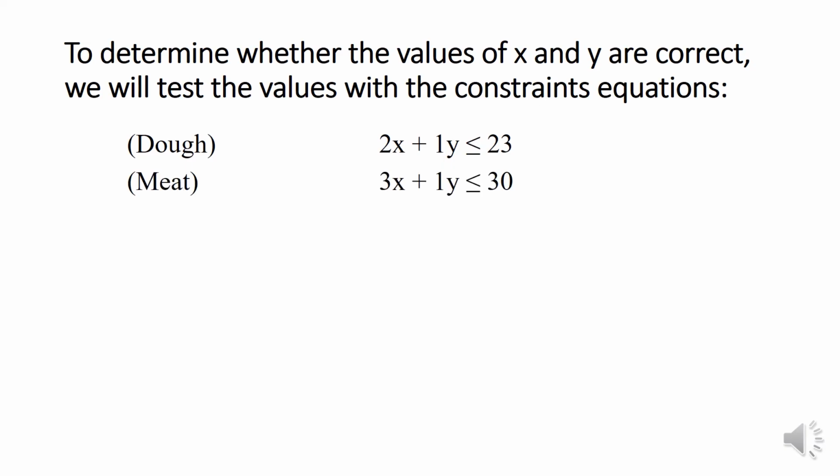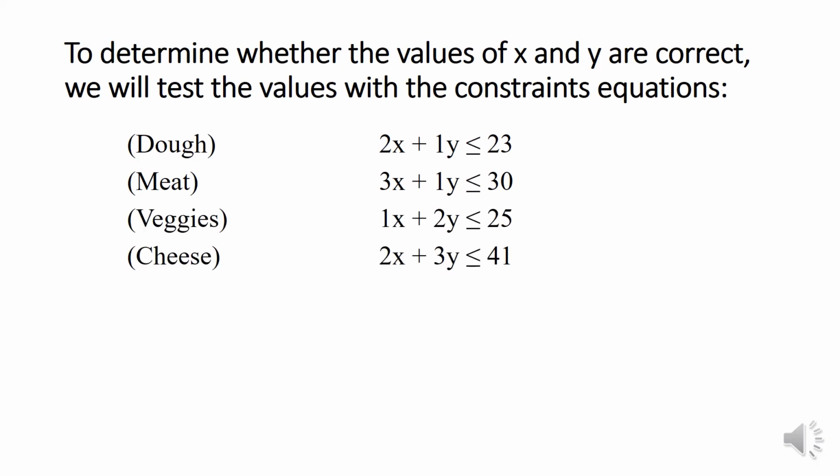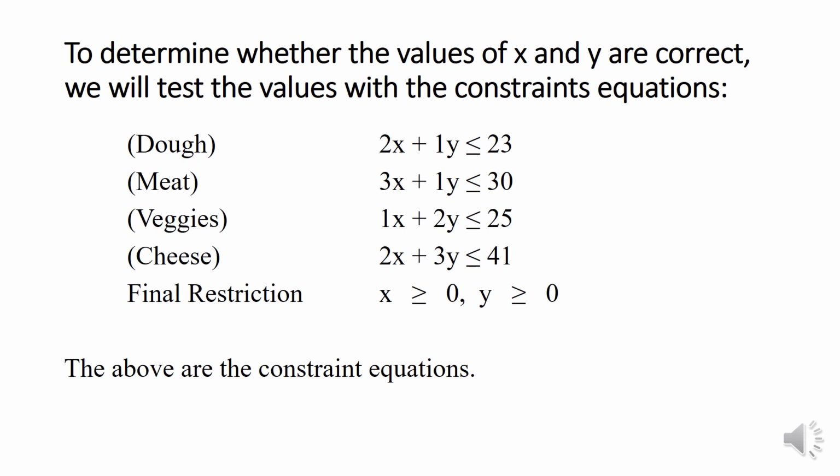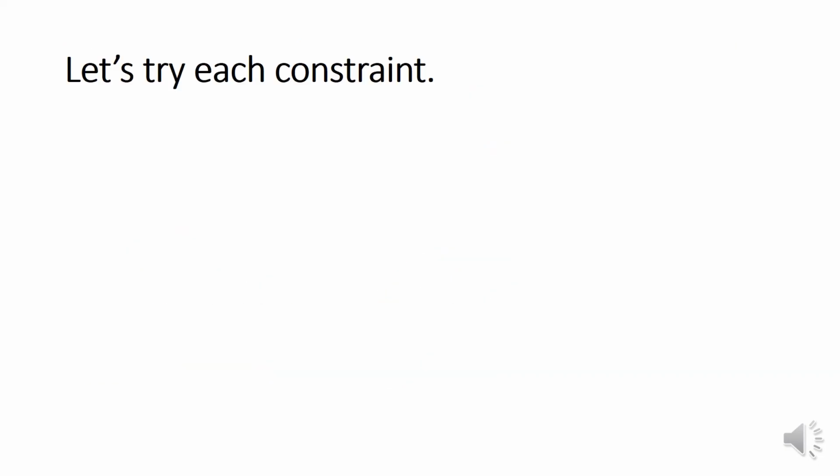For the meat, we have 3x plus 1y is equal to or lesser than 30. And the veggies and the cheese. Also the final restrictions, which are that x and y should be greater than or equal to 0. So these are the above constraint equations. We will test 7 as our x and 9 as our y, to see if 7 and 9 is really the correct answer. So let's try each constraint.